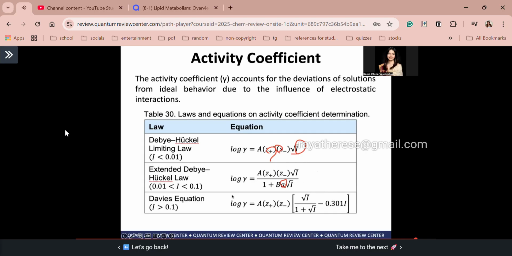And lastly, the Davies equation. This is very rare to use, but it is used when the ionic strength is greater than 0.1. So, this is used for more concentrated solutions. As you can see here, guys, it is improved, okay? Because it works well for more concentrated solutions, and it adjusts for stronger ion interactions and reduced shielding effects, okay? I hope it's clear, guys.